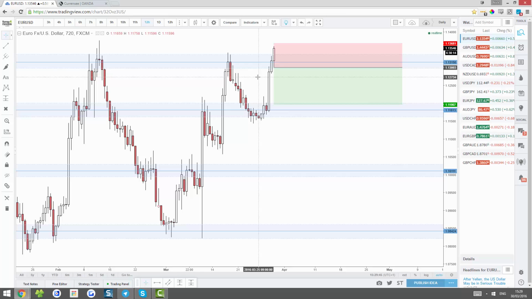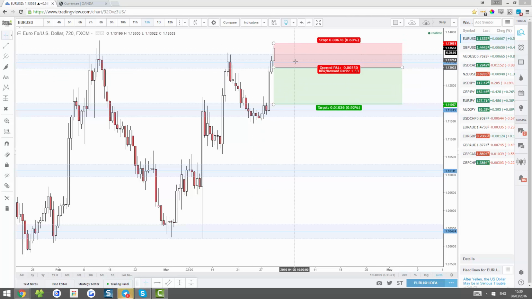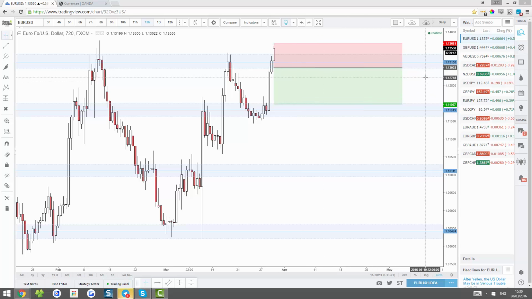Point is, since that time, price has continued to push up. So as we see, Euro USD has just started pushing up and up and up, and it has somewhat invalidated some of the trades that I found. Now, there is still potential to take those trades. There is still potential that we might see a reversal here, but it's becoming less and less likely.